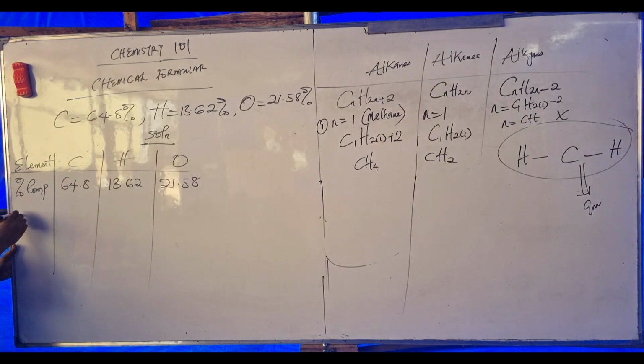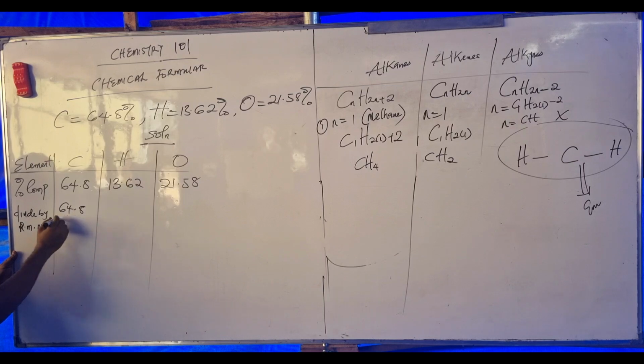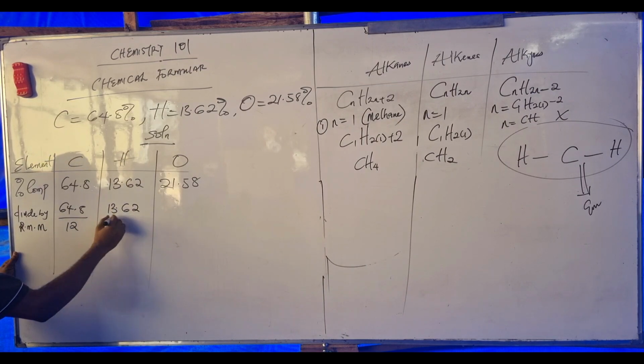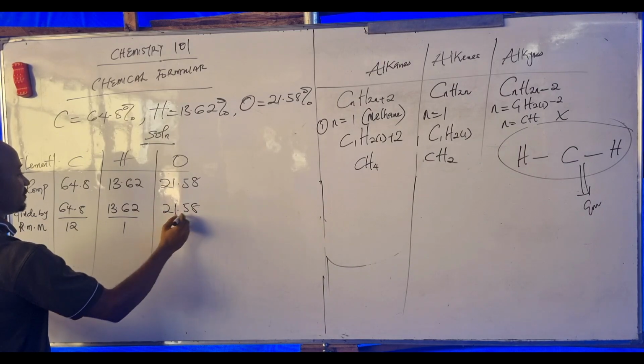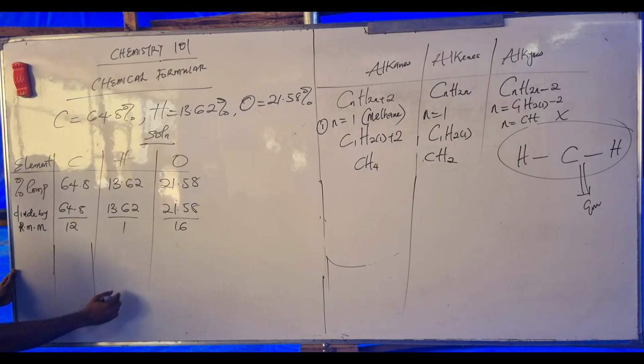So the next is to divide, right? Divide by what? The relative molecular mass. For carbon we have 64.8 over what? 12. We have 13.62 over what? 1. What about this? 21.58 over what? 16. So what do you have when you divide this?